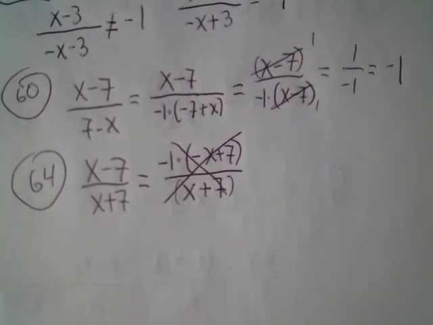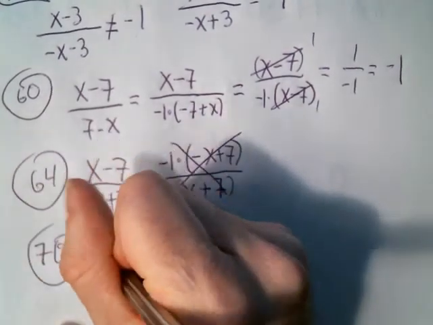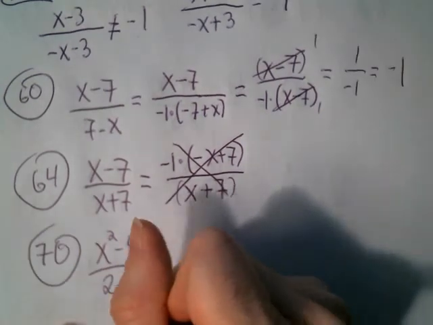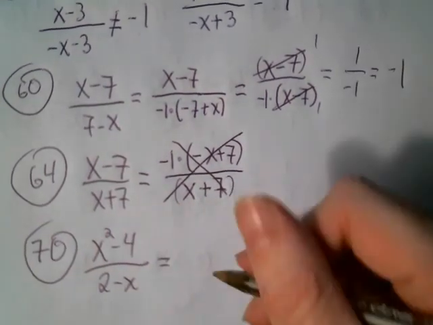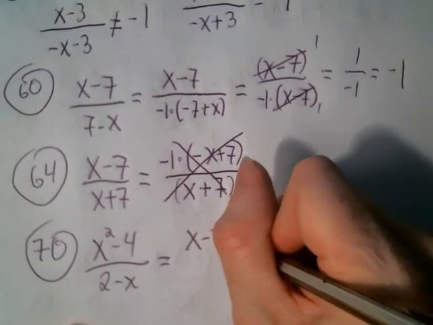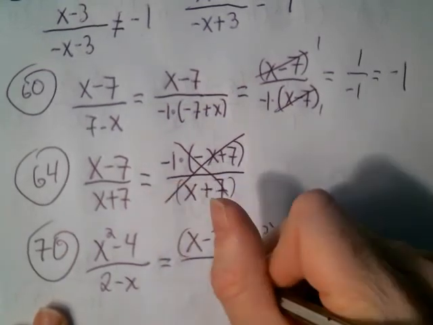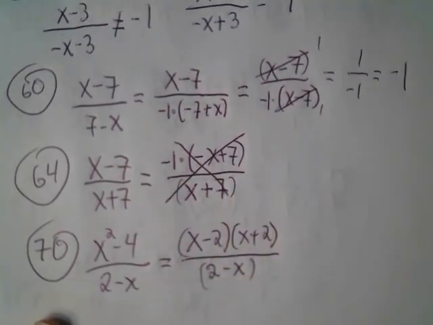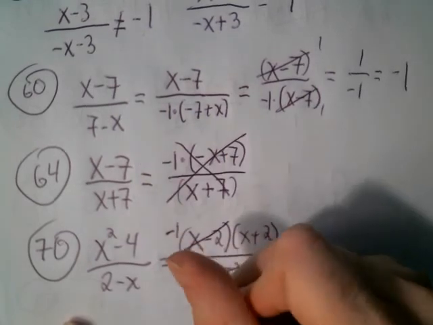Okay? Let's look at, I don't know, 2 more. So number 70, we got x squared minus 4 all over 2 minus x. Okay. So in this case, I can factor the numerator, x minus 2 times x plus 2. In the denominator, I have 2 minus x. Okay. So hopefully after a while, you'll note that these guys are opposites, and you can remove them, but you have to replace it with a -1.